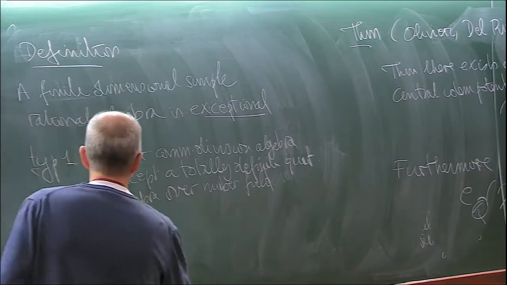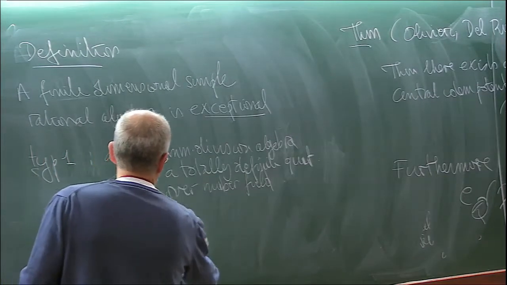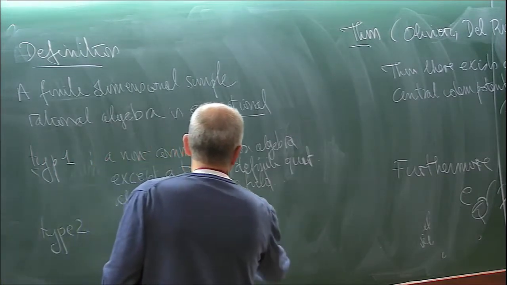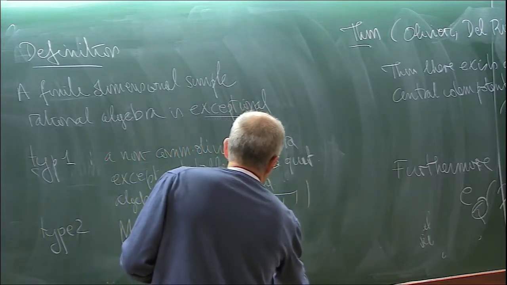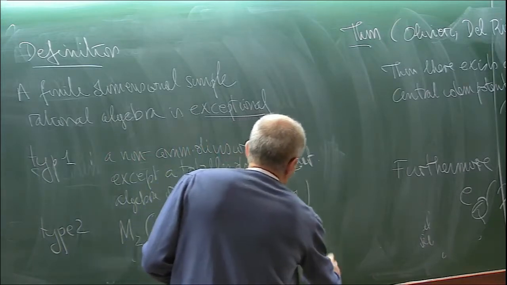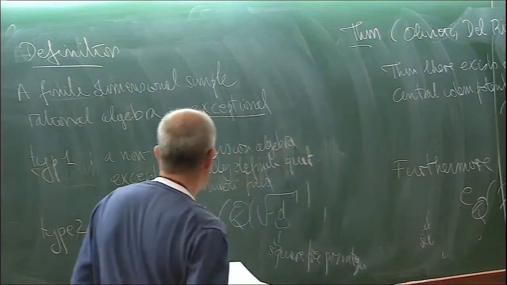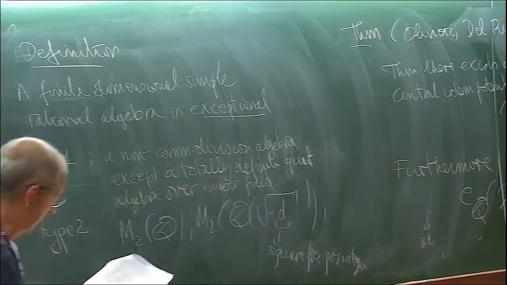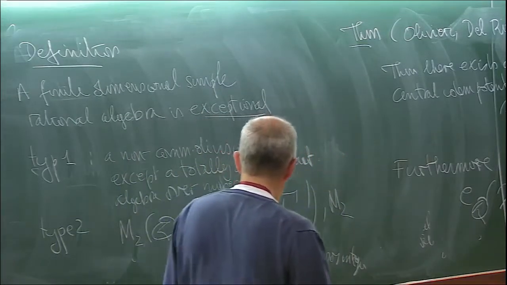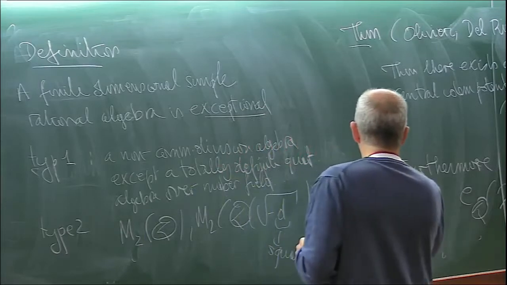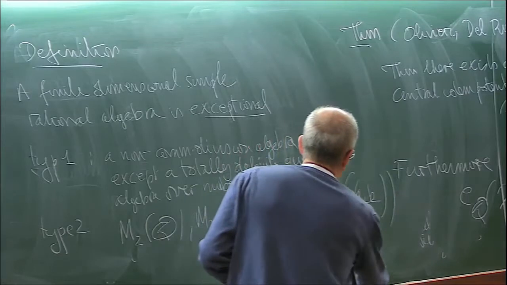Type 1 is 2 by 2 matrices over Q, or 2 by 2 matrices over Q root negative D, and this D is a square-free positive integer. You should exclude those. And the third one is 2 by 2 matrices over this, where A and B are negative.